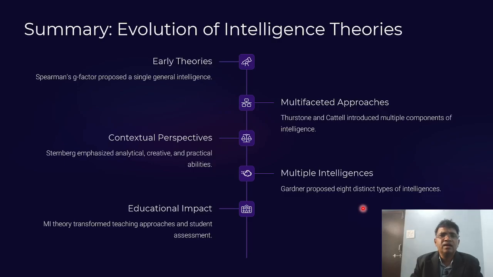Then here is what we have learned: the evolution of intelligence theory. Early theories: Spearman's G factor proposed a single general intelligence. Then it moved to a multifaceted approach: Thurstone and Cattell introduced multiple components of intelligence. Then contextual perspectives: Sternberg emphasized analytical, creative and practical abilities. Multiple intelligences: Gardner proposed eight distinct types of intelligence, which we already discussed. Then educational impact: MI theory transformed teaching approaches and student assessment.